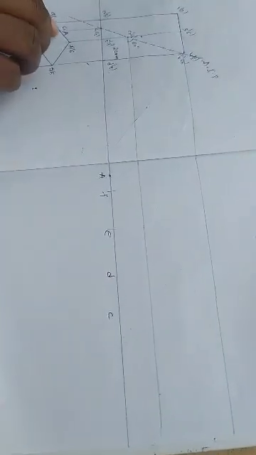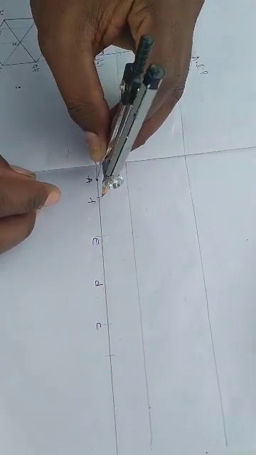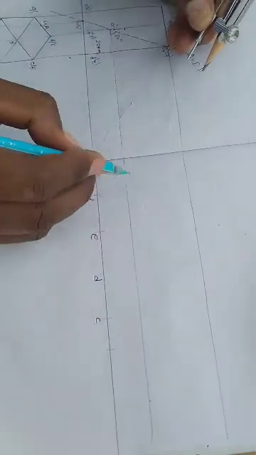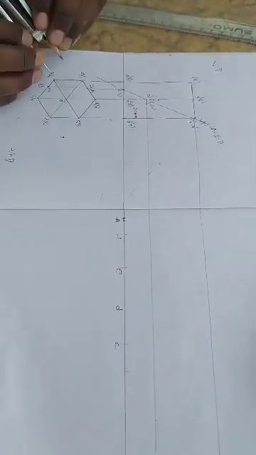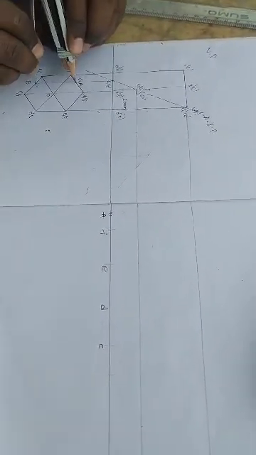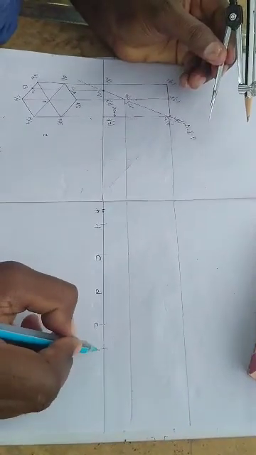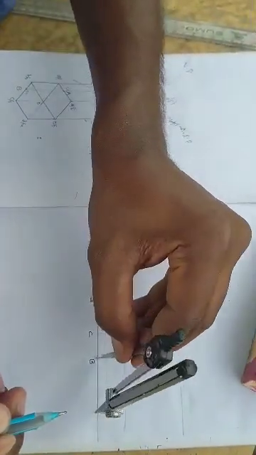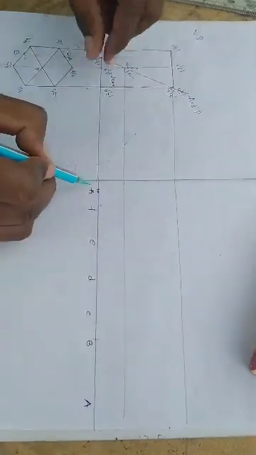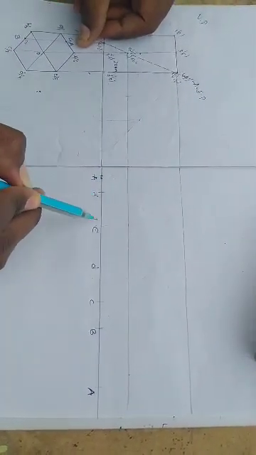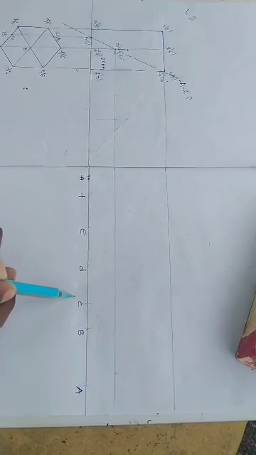The next, you have to join the same way: A to F distance. This point is capital A. Finally, capital B to capital A. Here we have A to F distance, and F to E is the same 25, E to D the same 25, D to C the same 25, but C to B is not.